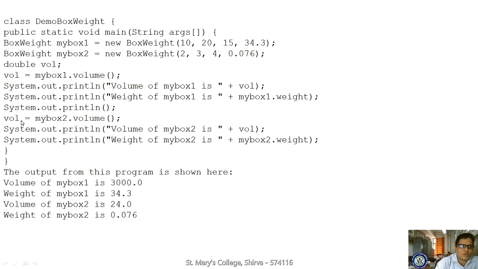Afterwards I am taking the same variable and processing it with another object, mybox2.volume. So you are using the second object and supplying these values. Whenever you supply length, breadth, height, 2 into 3 into 4 will be processed and displayed, and its weight is 0.076. It may be either gram or kilogram. So here you are seeing the output clearly.